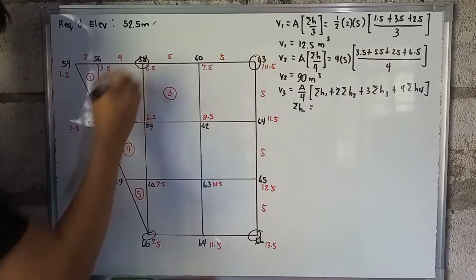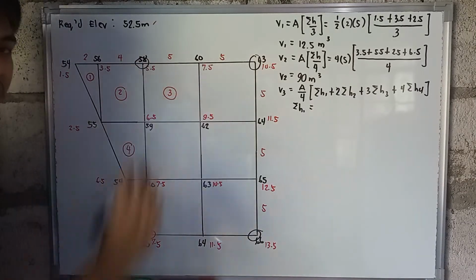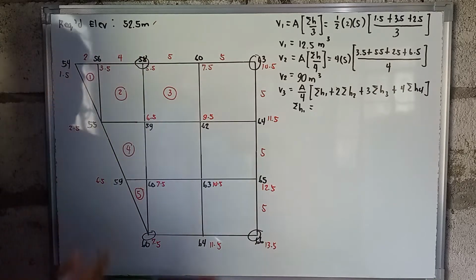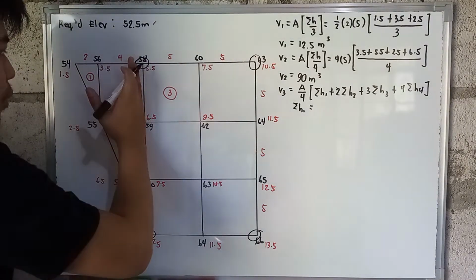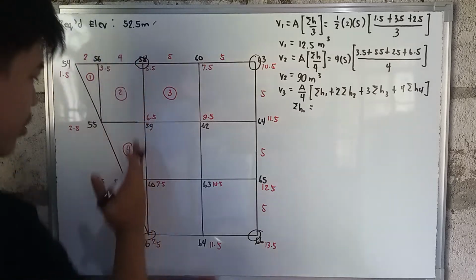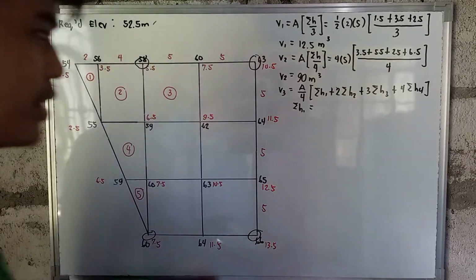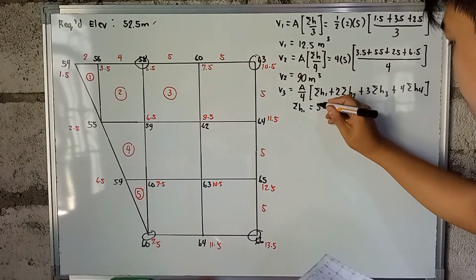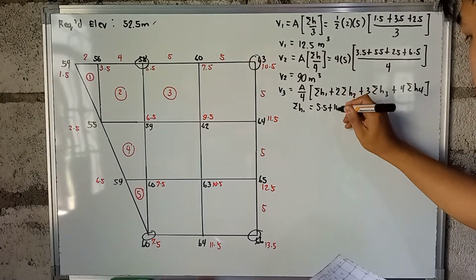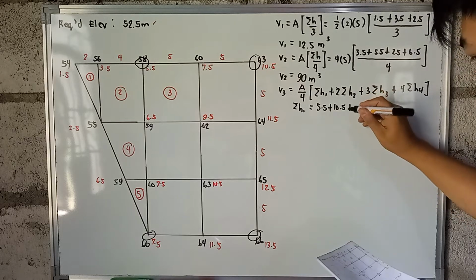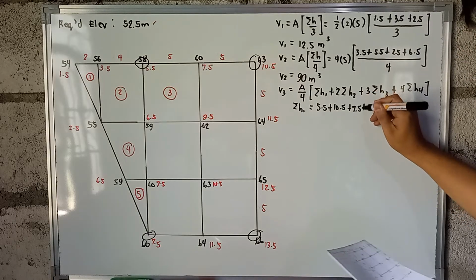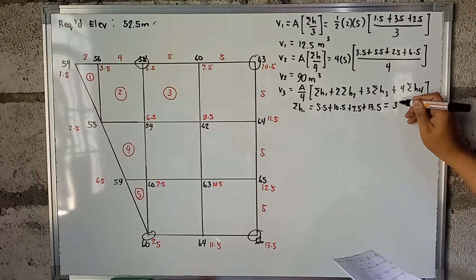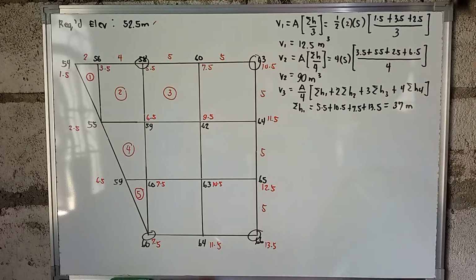Kasi, common siya sa isang prism lang. So, dito kasi, ibang prism na yung sa kabilang side eh. So, imagine niyo na wala na lang siguro etong lot na to, etong part na to, para hindi kayo malito. So, that will be 5.5 plus 10.5 plus 7.5 plus 13.5. The value will be 37 meter.